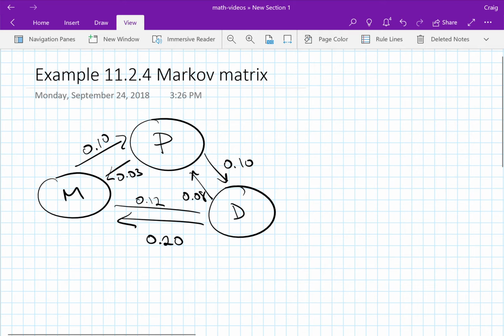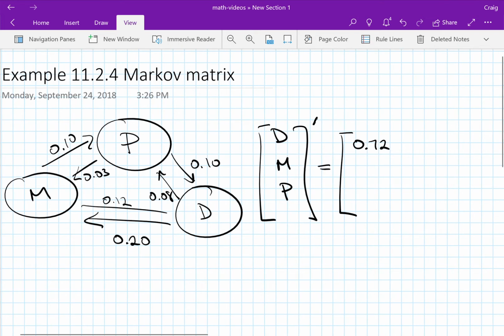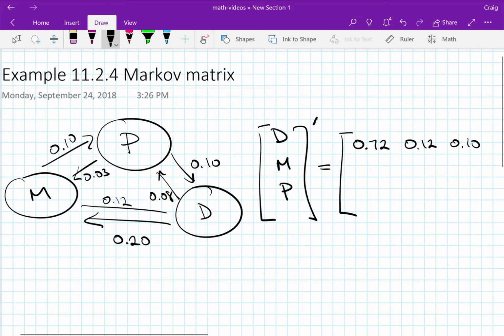Okay, so we can describe that process in terms of a matrix. So every year, the new populations, let me call this Delaware, Maryland, and Pennsylvania, I'll write those in the form of a vector, and I will put a little prime, which means in the subsequent year, that is going to be equal to, so the people going into Delaware. 72% of the people who are in Delaware stay there. 12% of the people in Maryland enter Delaware, and 10% of the people in Pennsylvania enter Delaware.